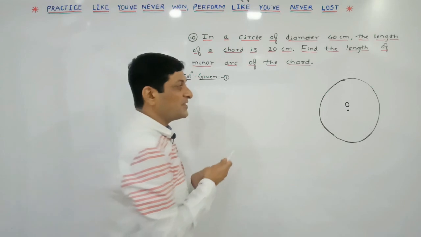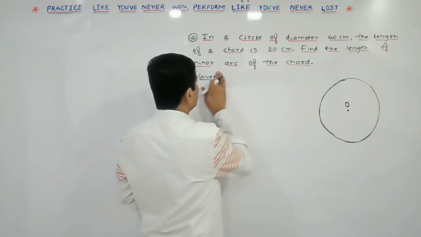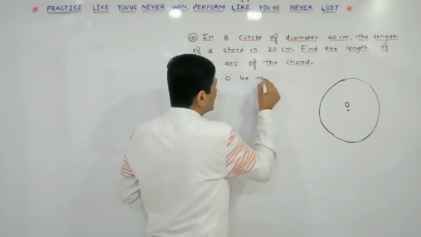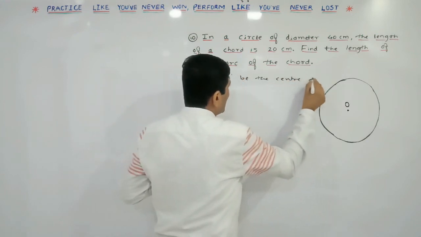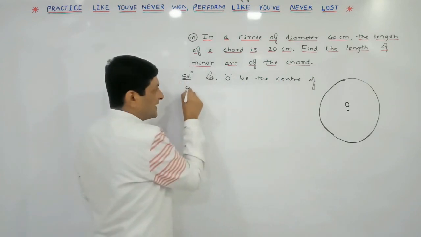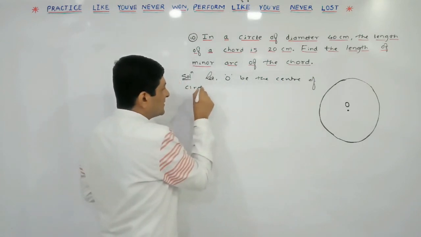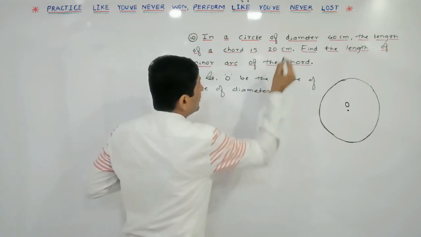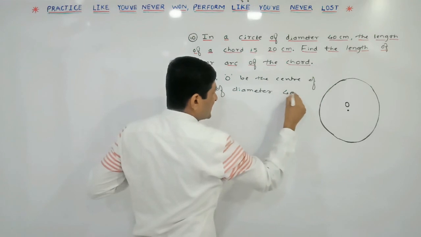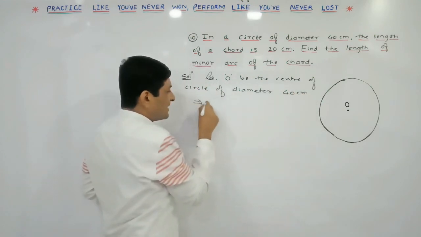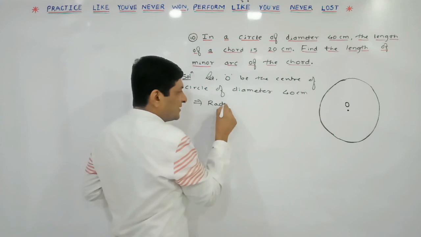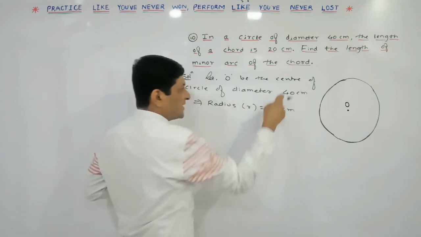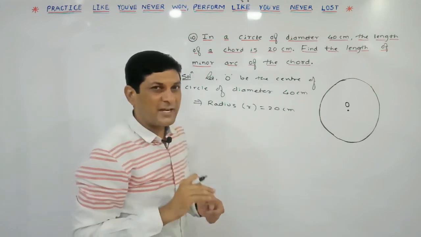So here we are denoting the center of circle by O. So here write down, let O be the center of circle of diameter. How much diameter is given to us? 40 centimeter. So which implies that if diameter is equal to 40 centimeter, means we can say that radius will be equals to what? 20 centimeter, because radius is half of diameter. Now radius is known to us.